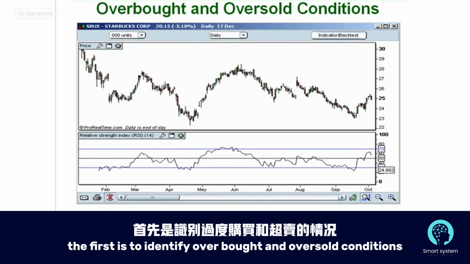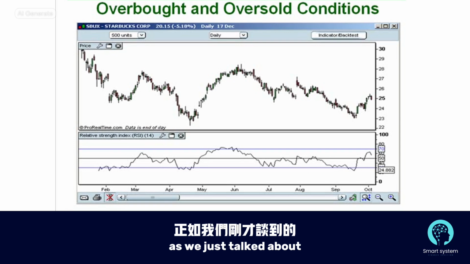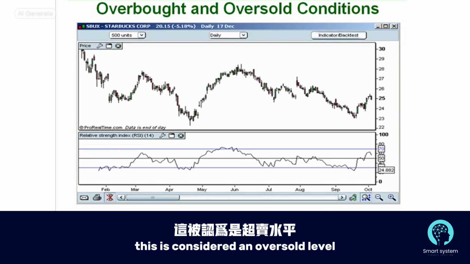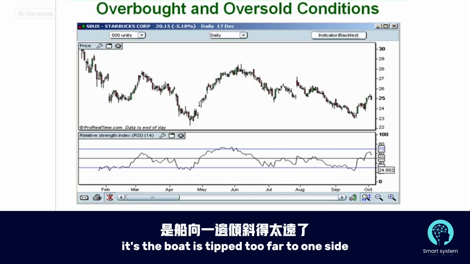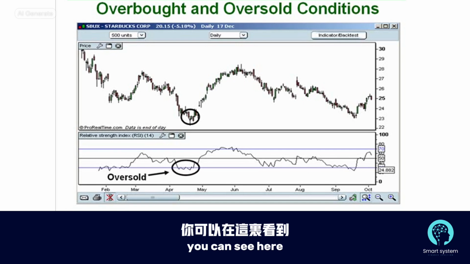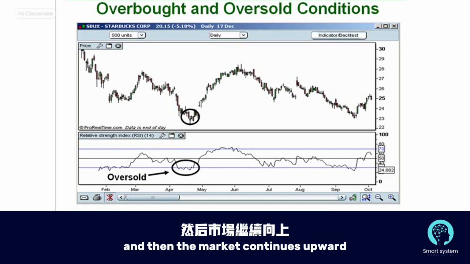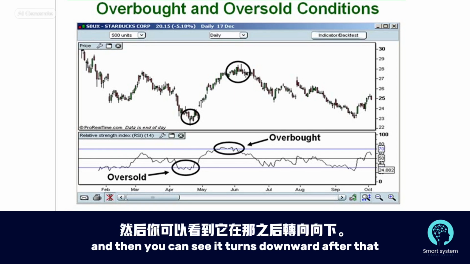There are several different ways that traders use the RSI in their trading. The first is to identify overbought and oversold conditions in the market. As we just talked about, when the RSI is below the 30 line, this is considered an oversold level, and therefore traders are going to look for a reversal of the trend there, because the boat is tipped too far to one side. You can see here the RSI goes below 30. The market bottoms there and then turns upward. And then the market continues upward, goes into overbought territory on the RSI, and then you can see it turns downward after that.